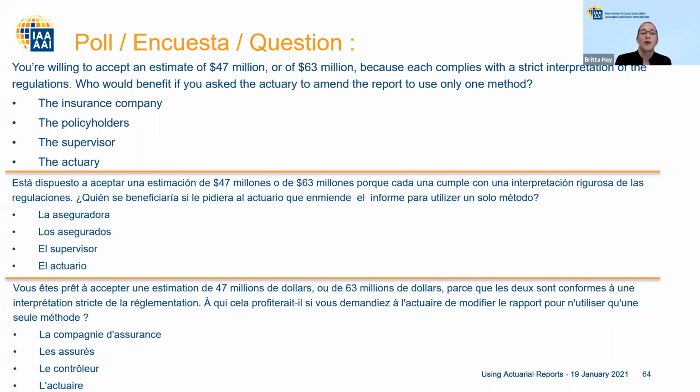Okay, so you have decided that you want one of those figures to be used, the 47 million or the 63 million, because that is strict compliance with the regulations. Who benefits if you ask the actuary to use just one method? The insurance company, the policyholders, the supervisor, or the actuary?